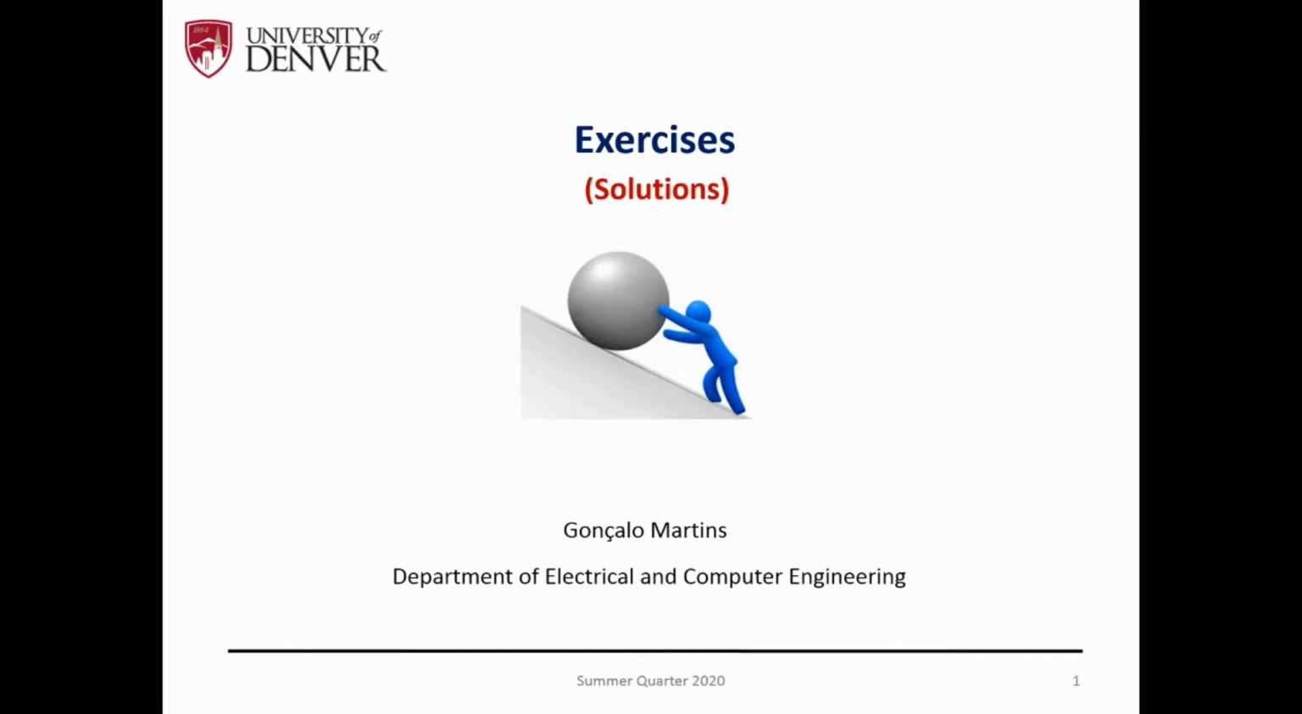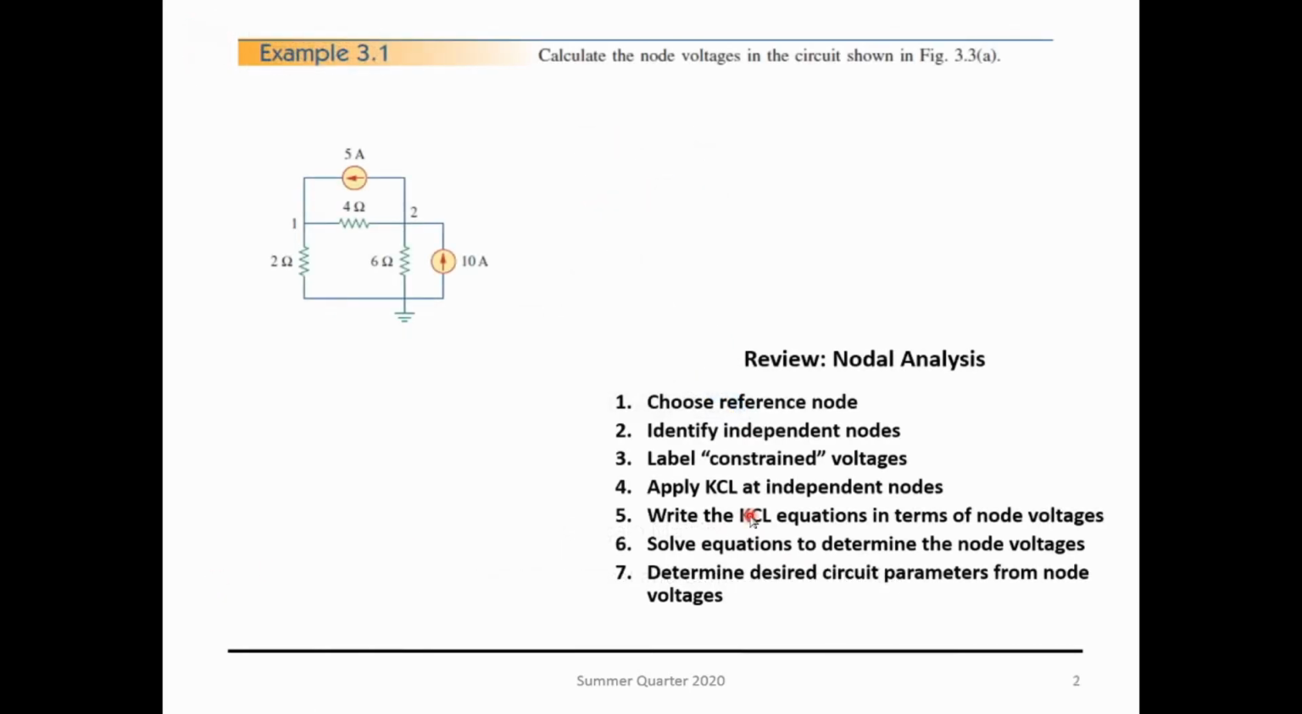Let's go over the solutions for the exercises for this week. We'll start with calculating the node voltages in this circuit. Just a quick review. We're going to choose a reference node, which is already this reference node over here, the ground. Then step number 2, identify our independent nodes. Again, that's already done. It's this one and that one.